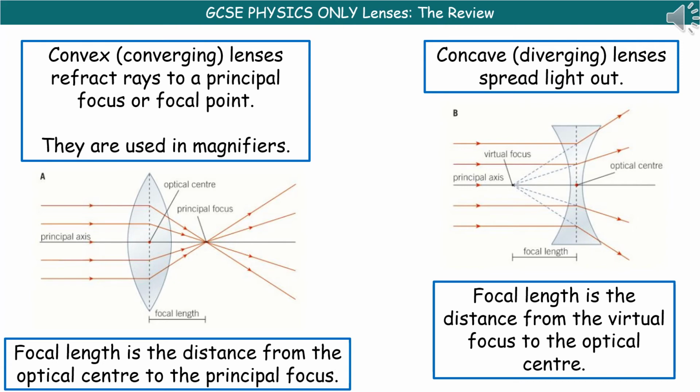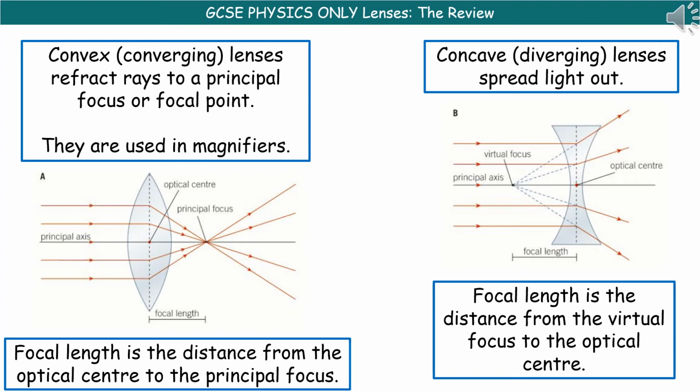Next thing we need to know about are lenses. So we've got two types of lens. Convex or converging lenses refract the rays to a principal focus or focal point. So these are the ones we use in magnifiers, and I've given you the ray diagram there on the left. When we're talking about the focal length, that's the distance from the optical centre to the principal focus.